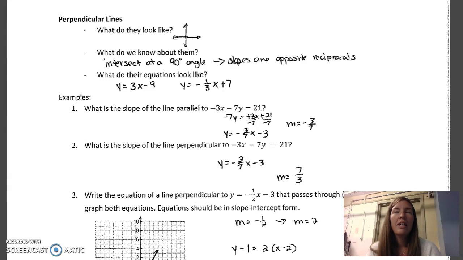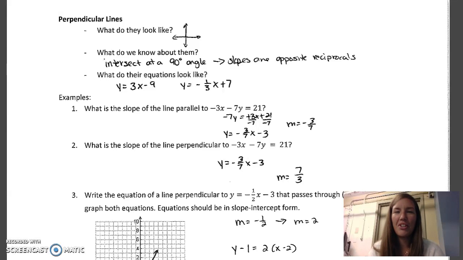Let's do another one. Let's say I give you the fraction 2/5. What is the opposite reciprocal of 2/5? Opposite would make it negative, reciprocal would flip it. So -5/2. So 2/5 and -5/2.